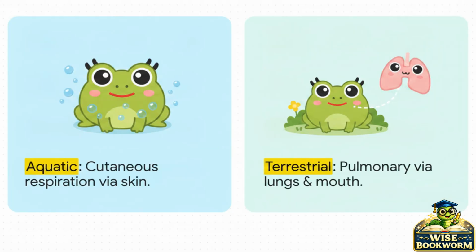But hey, an engine needs more than just fuel, right? It needs oxygen. Frogs actually have a dual-mode breathing system. When they're in the water, they use cutaneous respiration, meaning they diffuse dissolved oxygen straight through their highly vascularized skin. But on land, they switch over to pulmonary respiration, using their buccal cavity and pink sac-like lungs. So why does this matter? Well, remember that summer and winter sleep we talked about earlier?